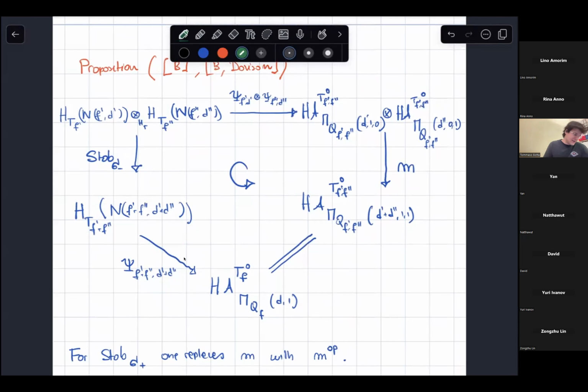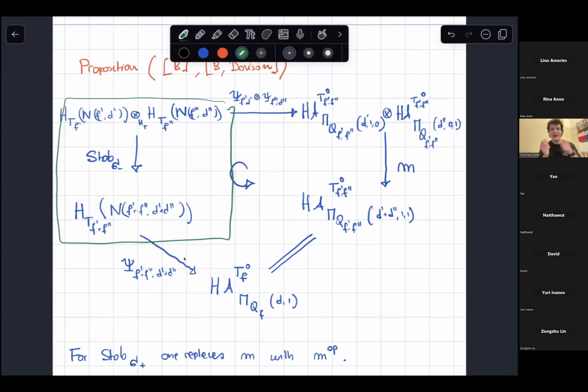Okay, so there's a very hard way of reading this statement, and it's just by looking at all the details of this diagram, or trying to forget almost all details and getting the idea. So I will try to explain it to you in the second way. So think of this side of the diagram. It's just the stable envelope.